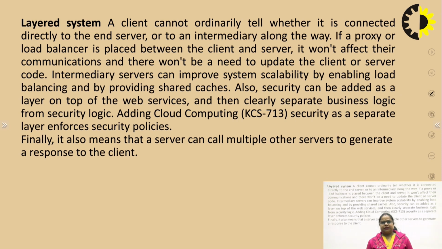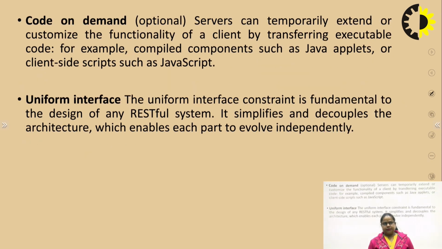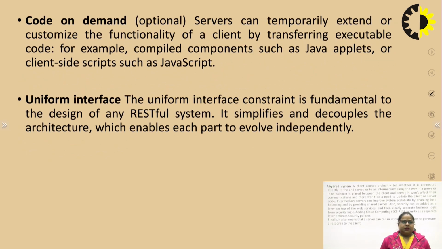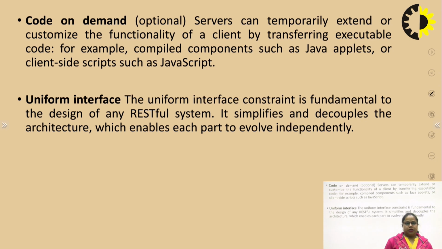The next, we have a layered system. How the layered system works into the policies. Then after that we have code on demand. Generally, servers can temporarily extend or customize the functionality of a client by transferring executable code. For example, the compilation or code of Java applets or client side scripts such as JavaScript and so on, so we can easily have code on demand.